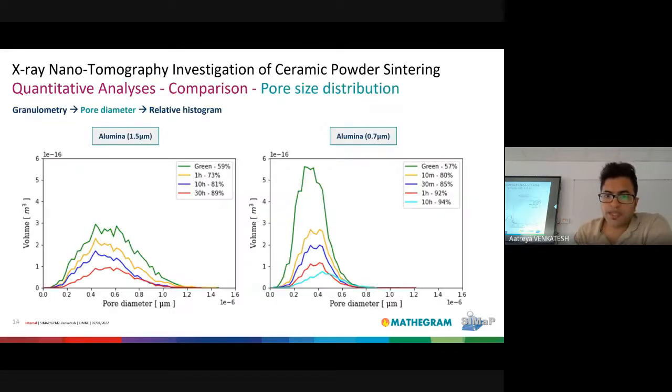Now, what I would like to show you is some comparison here between 1.5 and 0.7 micrometer. This here is a pore size distribution by granulometry, the distribution of volume versus pore diameter. The distribution moves downwards, signaling that the densification is happening and there is a reduction in the pore volume, also giving us a mean representative pore size, let's say, at different stages of sintering. In particular, for alumina with 0.7 micrometer, after 10 hours of sintering, we see some sort of pore coalescence happening here. So that slightly increases its mean pore size.